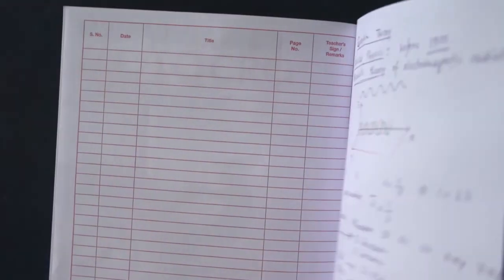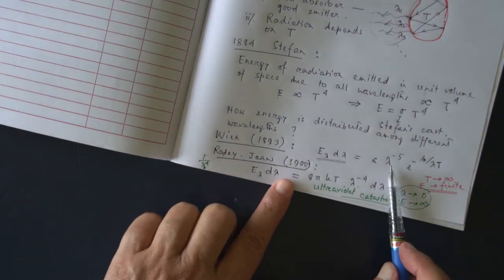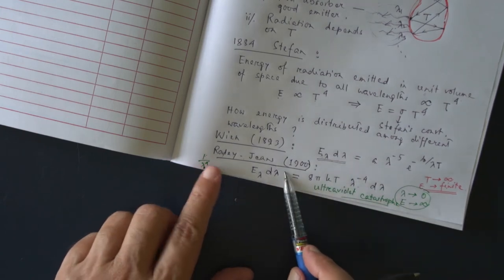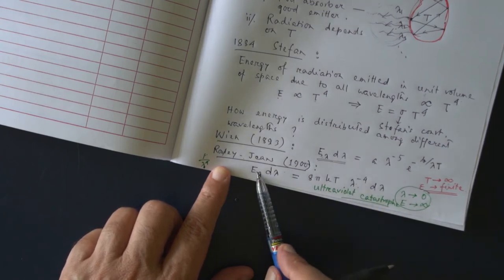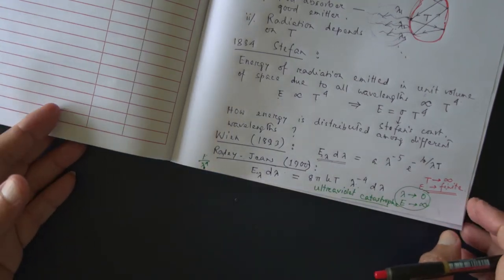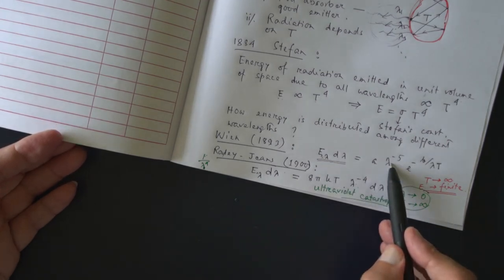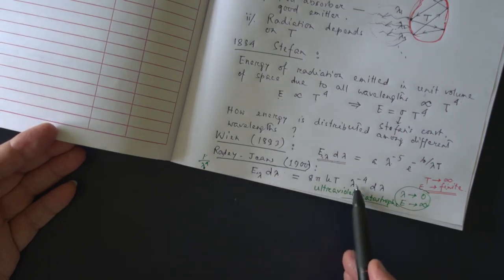Now, using Wien's formula, we can draw a graph. We can put different values of lambda, then we will get different values of energy. Similarly, using Rayleigh's formula also, we can put different values of lambda and get different values of energy. So by using Wien's formula, we can draw a graph between energy and lambda. Similarly, using Rayleigh's formula, we can draw a graph between energy and lambda.